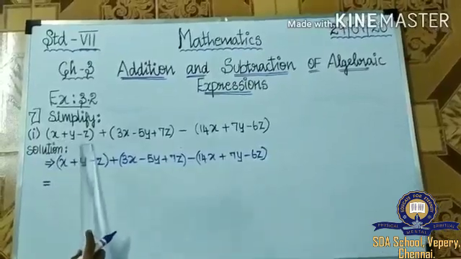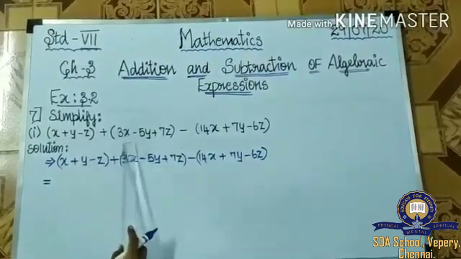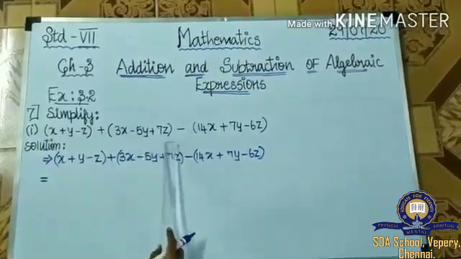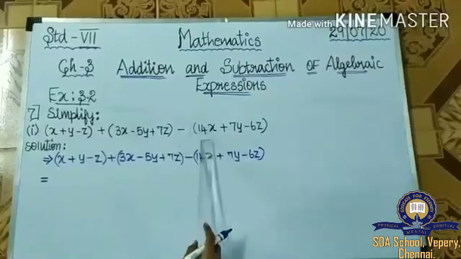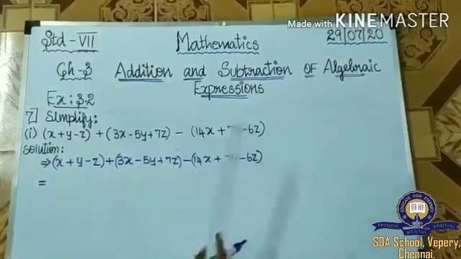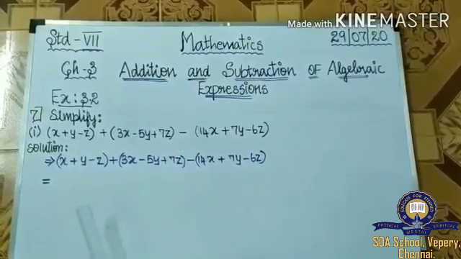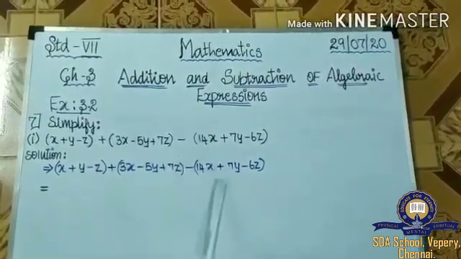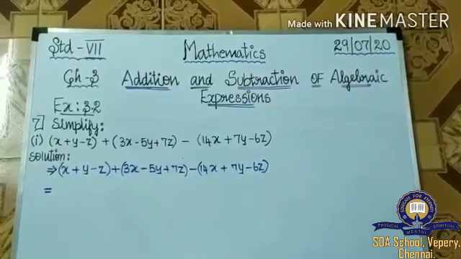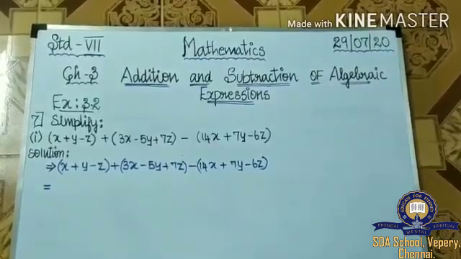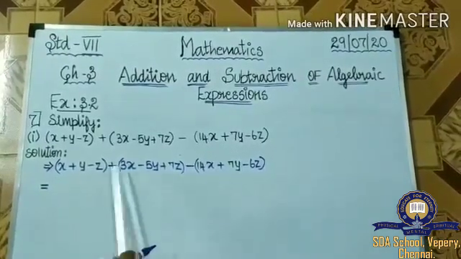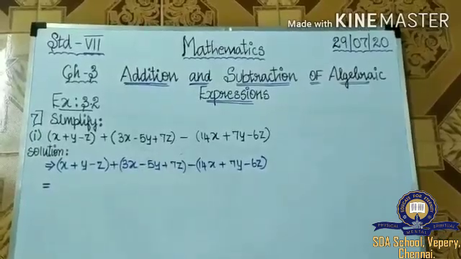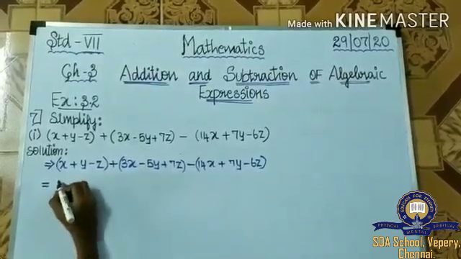x plus y minus z plus 3x minus 5y plus 7z minus of 14x plus 7y minus 6z. The first step is we want to write the question as it is in the solution. And then the second step is we are going to multiply the symbol into the brackets. Okay. Shall we multiply, students?